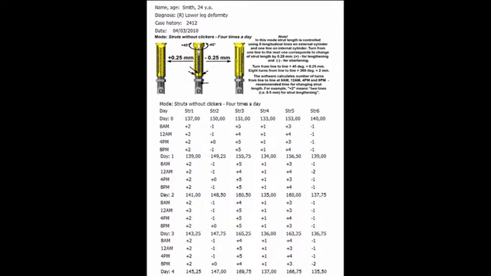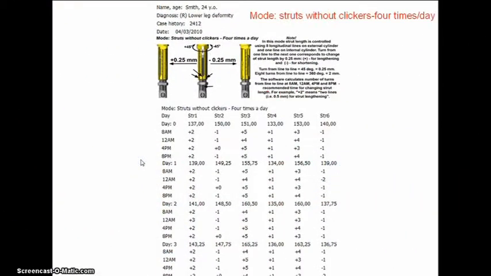On the screen you see the schedule of strut length change which you give to the patient each time after calculation. This time we will show you the 4 times a day strut length change mode of struts without clickers. In the columns there are struts, strut number 1, 2, 3, 4, 5 and 6. In the rows there are daily strut length changes given in millimeters.